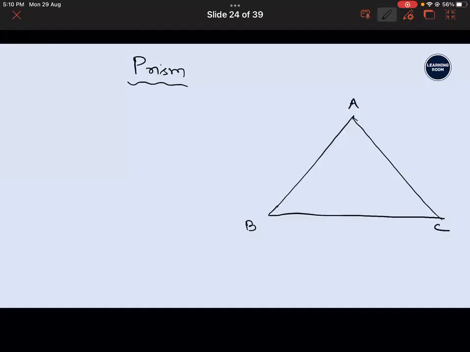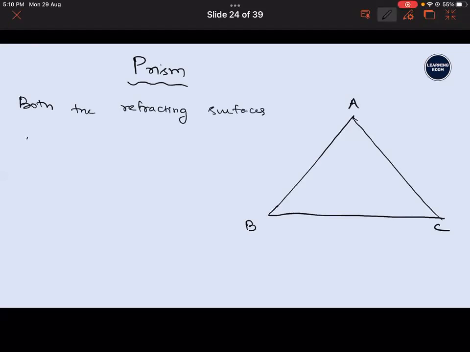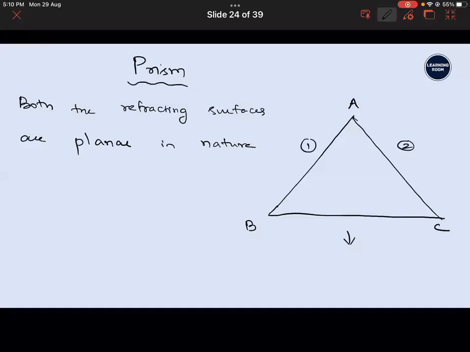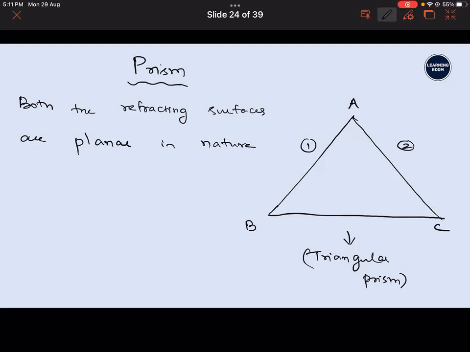So if there is a shape where both the refracting surfaces are planar in nature, we can call that kind of an optical device a prism. If I take this as the first refracting surface and this as the second refracting surface, it is actually in the shape of a triangle. So this is also called a triangular prism.